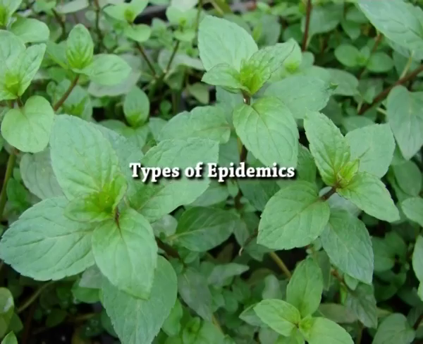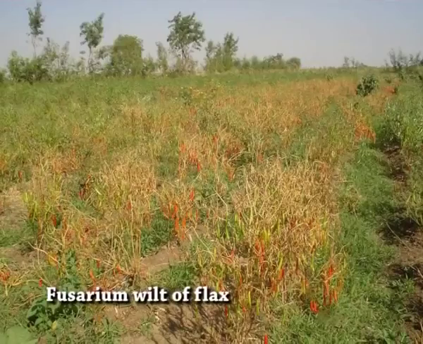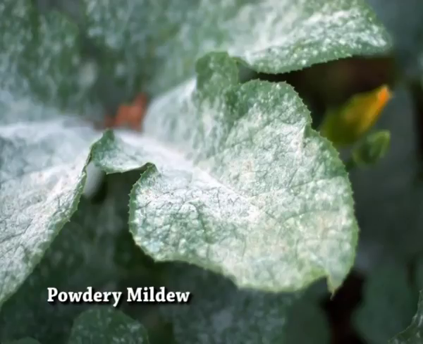Let us now look at the types of epidemics. Monocyclic epidemics are caused by pathogens with a low birth rate and death rate, meaning they only have one infection cycle per season. They are typical of soil-borne diseases such as Fusarium wilt of flax. Polycyclic epidemics are caused by pathogens capable of several infection cycles a season. These are most often caused by airborne diseases such as powdery mildew.